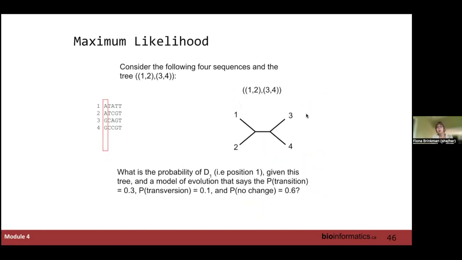Basically, we're going to use that model and consider the following four sequences in a tree. We're going to look at position one in that sequence, given this tree, for example, and a particular model of evolution that says the probability of transition is 0.3, and for transversions, it's 0.1, and no change might be 0.6 or something. So what is the probability of that?